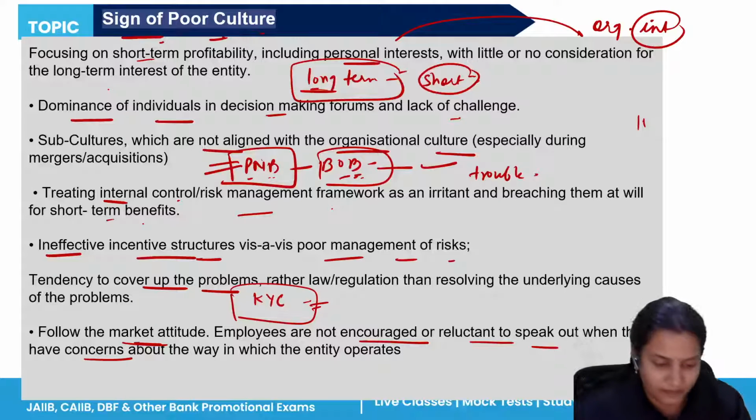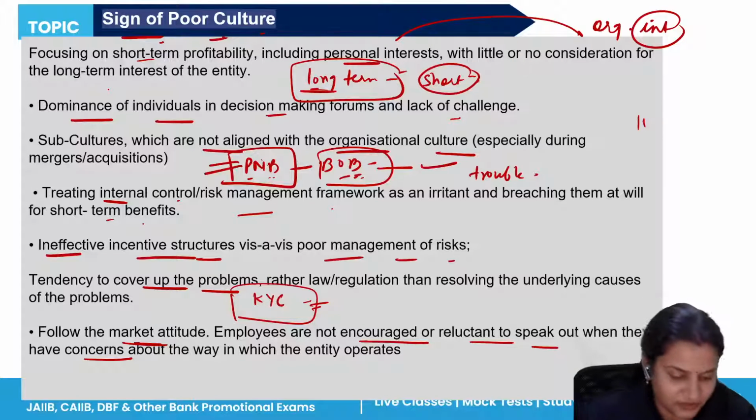Tell me, any doubt to anyone in any of these points?